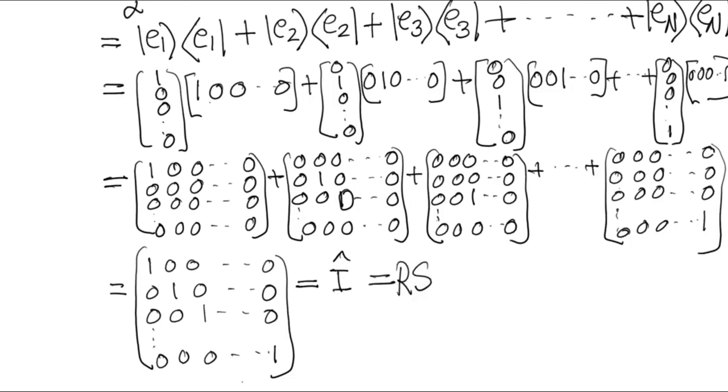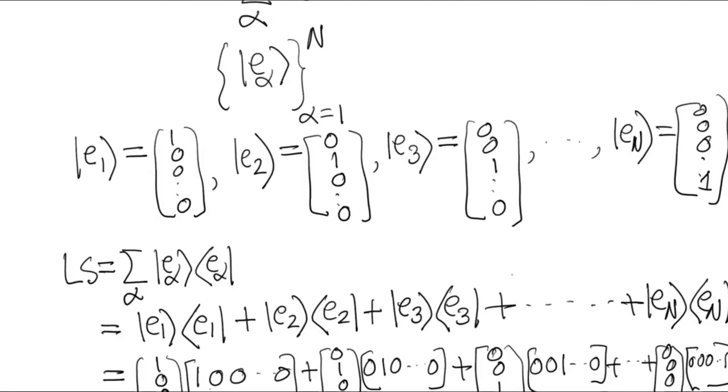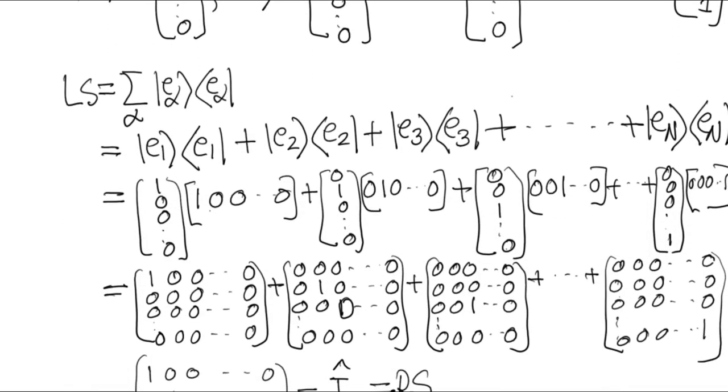You see, we started with this relation. This is the completeness relation, so we started from the left hand side, and we have shown that it is equal to the right hand side.